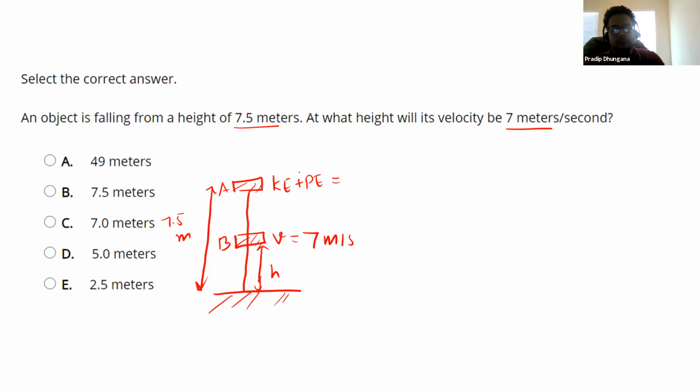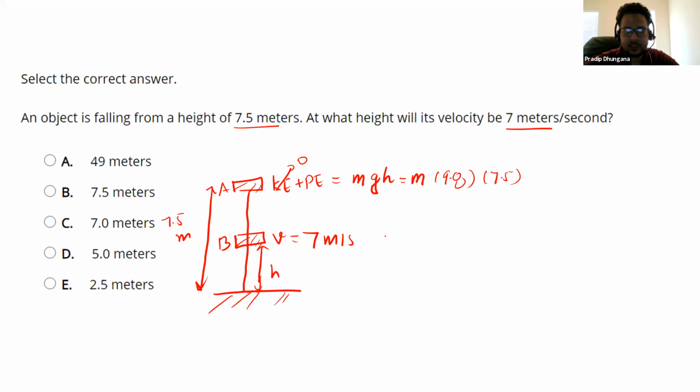Let's calculate that. At point A, before the object falls from that height, its velocity is 0, so kinetic energy is 0. And potential energy is mass times acceleration of gravity times height. Let's substitute the values. Mass we don't know, so let's write it as it is. Acceleration of gravity is 9.8, and height is 7.5. You don't have to calculate that value. Okay, leave it like that.